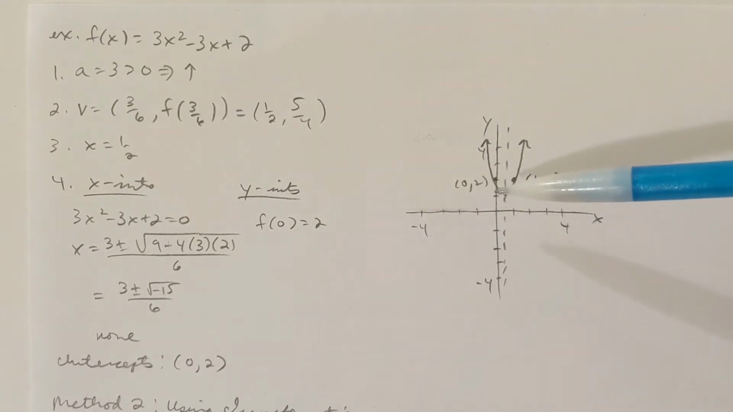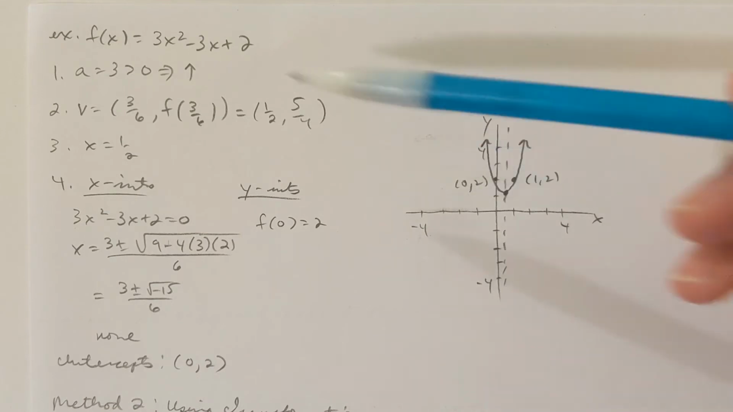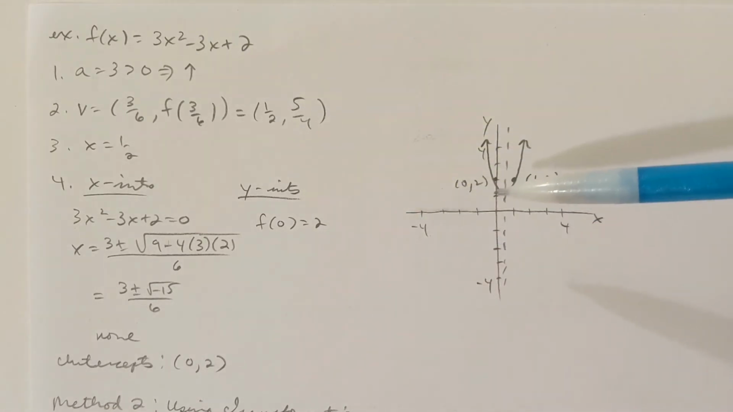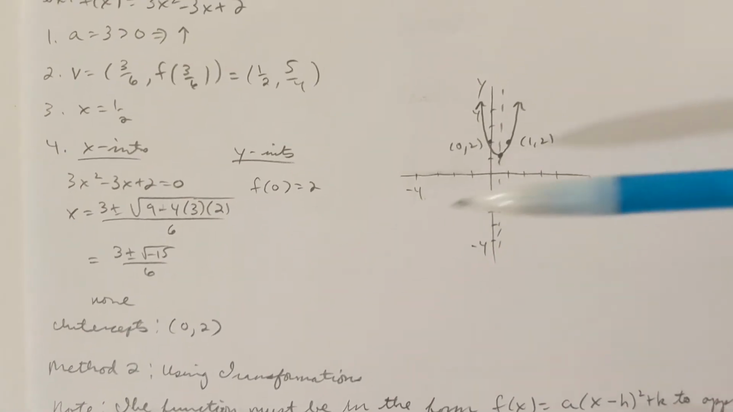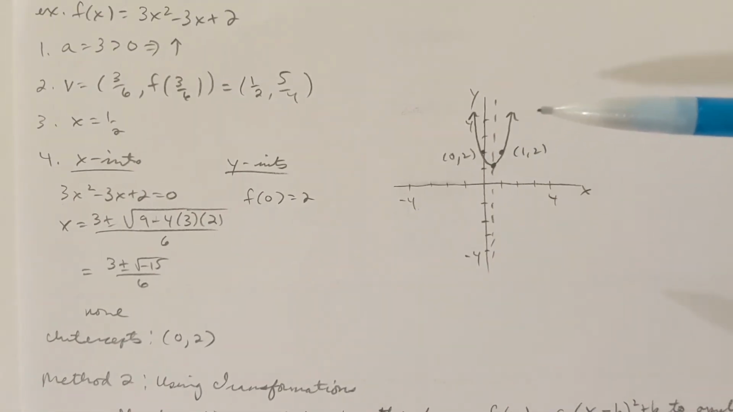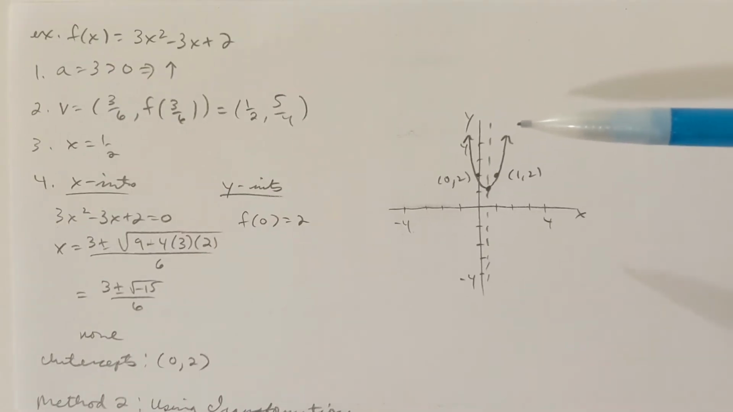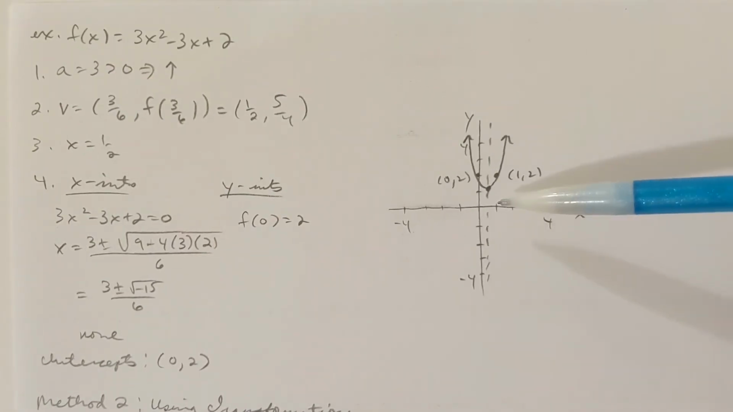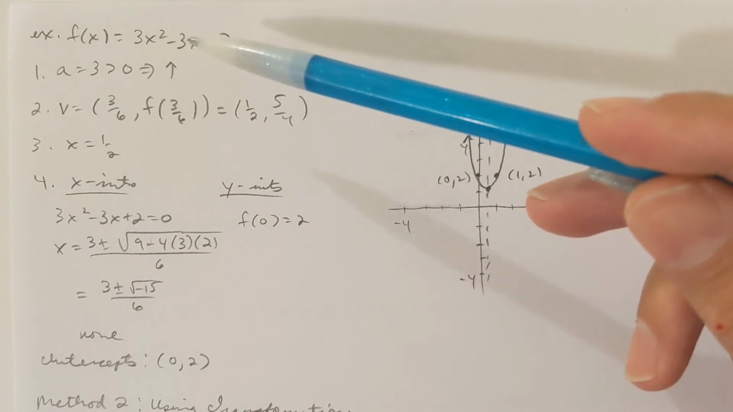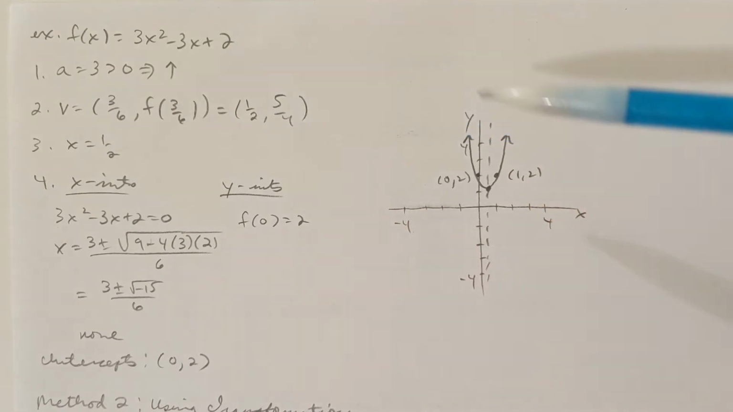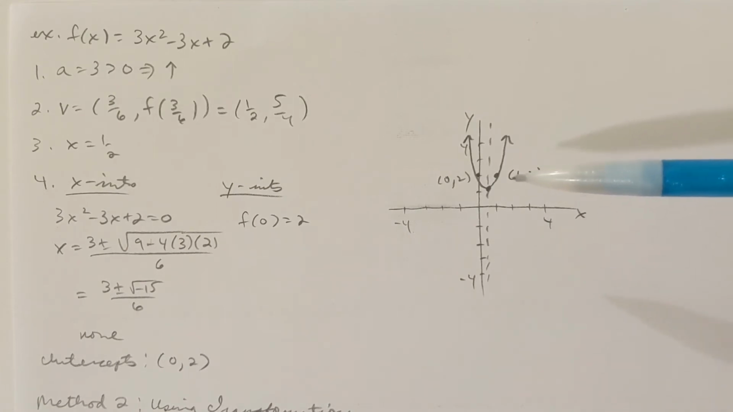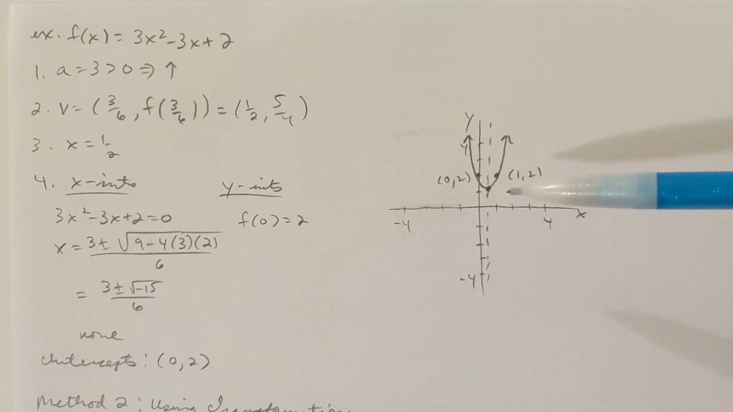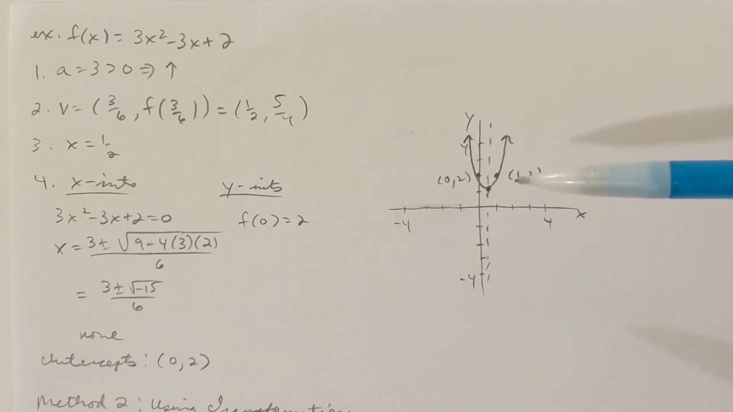So f of 0 is 2. That's the y-intercept. The graph will always have a y-intercept. And I guess this would be a rare time where I'd probably want to graph one more point. So if x is 1, 3 minus 3 is 0, plus 2 is 2. 1, 2 is on the graph. So 0, 2, 1, 2, and 1/2, 5/4 are all on the graph.